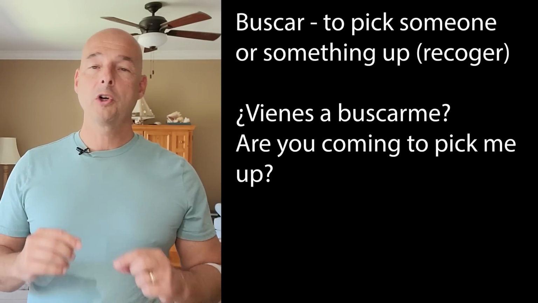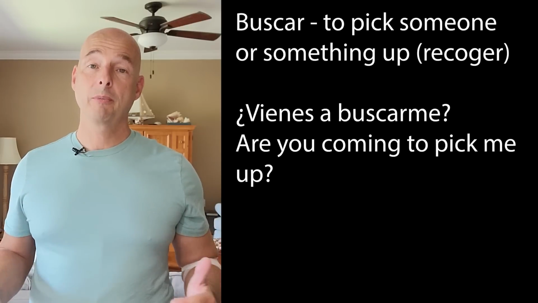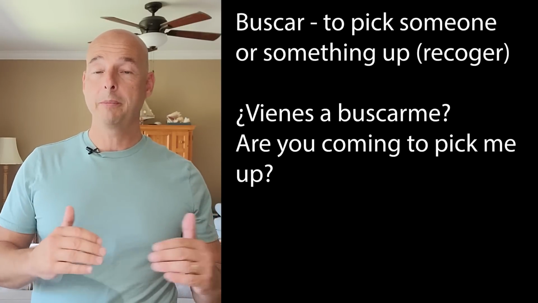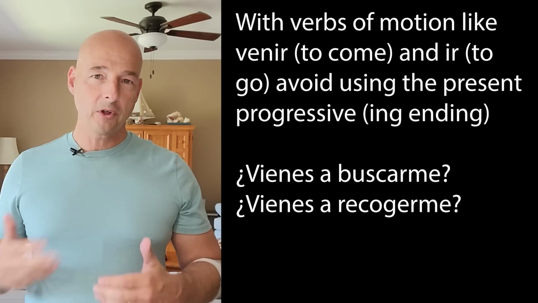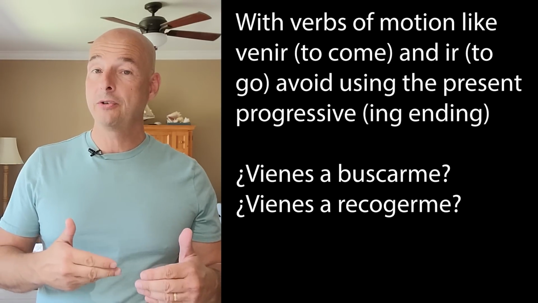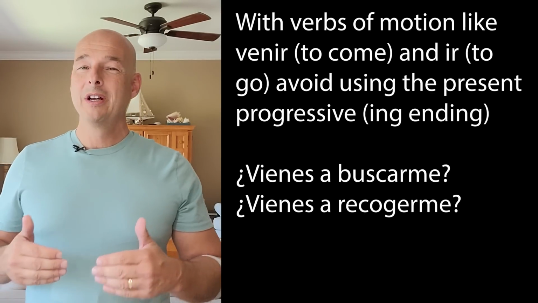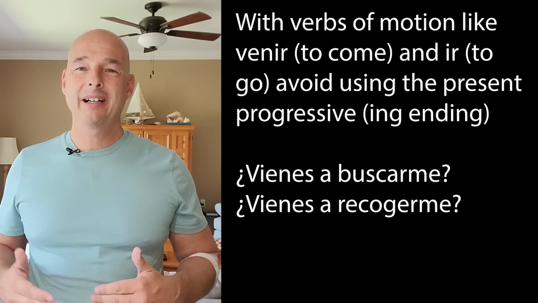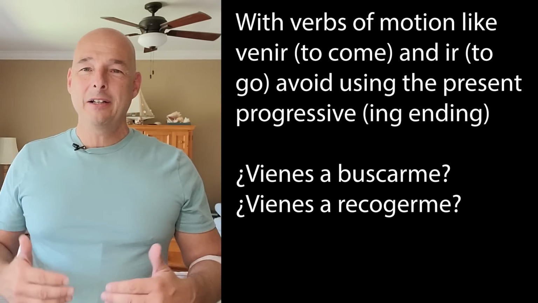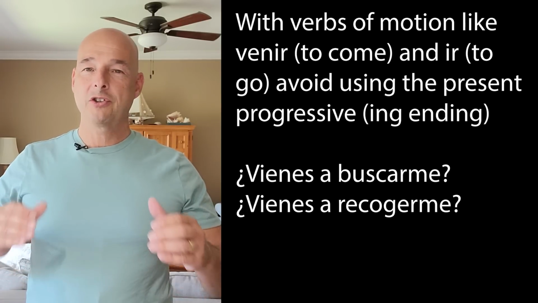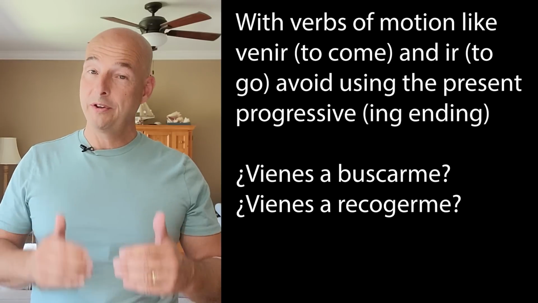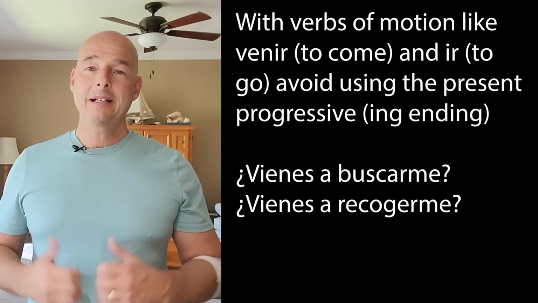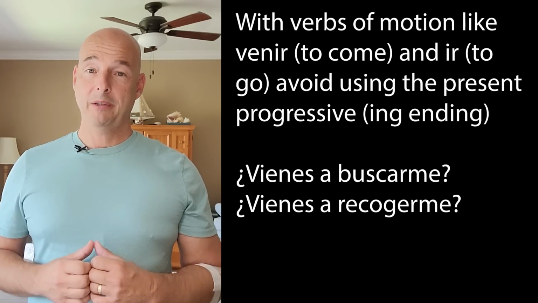Look at that first verb. Vienes, it comes from the verb venir, to come, and it's in the present tense. With verbs of motion like venir, to come, ir, to go, you really want to avoid using the present progressive. You would never say something like, ¿Estás viniendo a buscarme? Never use that. Just stick to the present tense with those types of verbs. ¿Vienes a buscarme? Are you coming to pick me up?